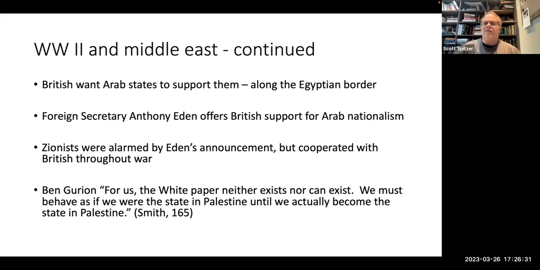Now, David Ben-Gurion, who's the leader of the Yishuv, the primary leader of the Jewish people in the Mandate now, says, we can't think about this, right? We know what's going on in Europe right now. We know how it's an existential issue for the Jews as a people, and we're talking about millions of our brothers and sisters and daughters and sons who are being murdered. So we have to make Palestine a reality as a place that Jewish immigrants can come. So the white paper can't be something we're going to focus on. We have to behave as if we were already the state in Palestine, until we actually become the state in Palestine.